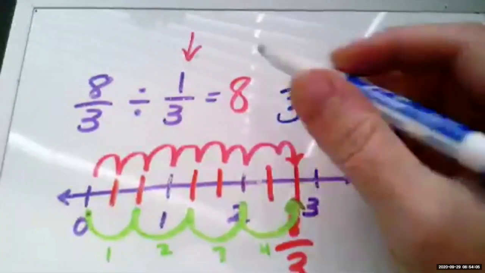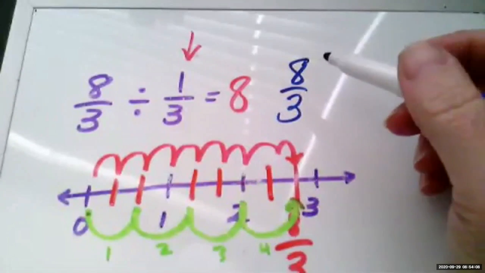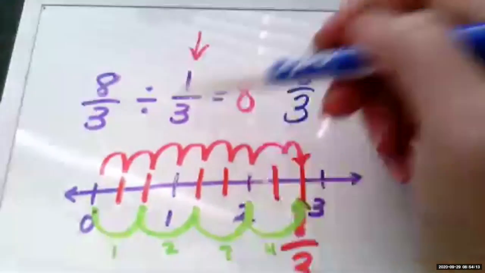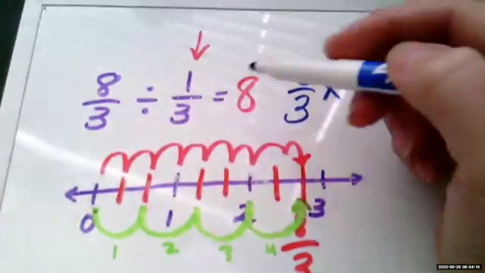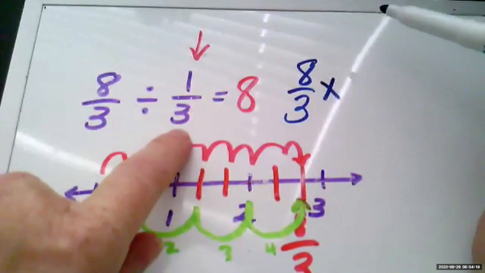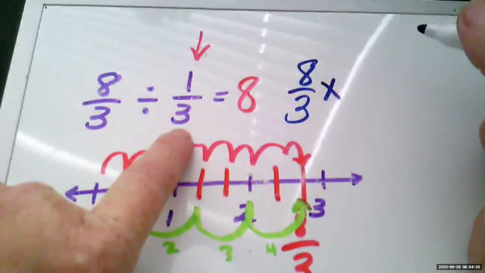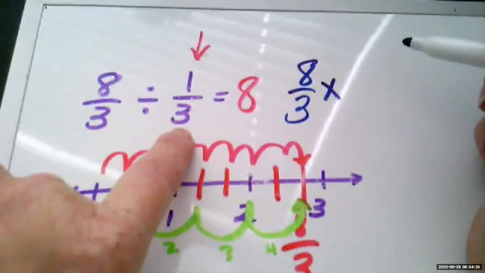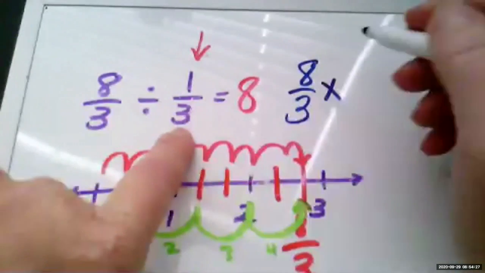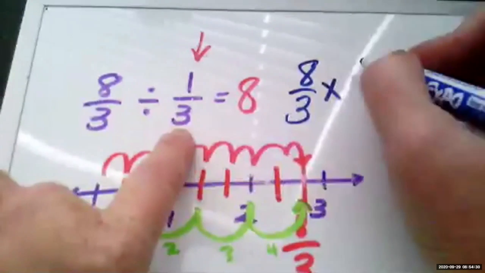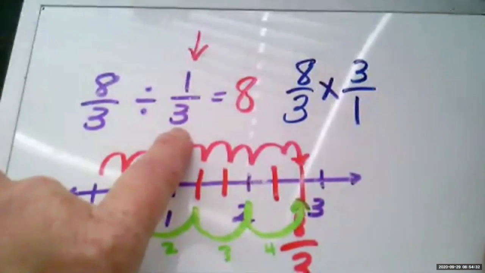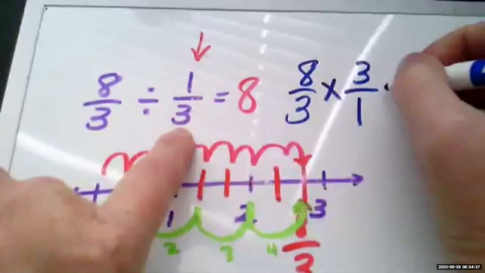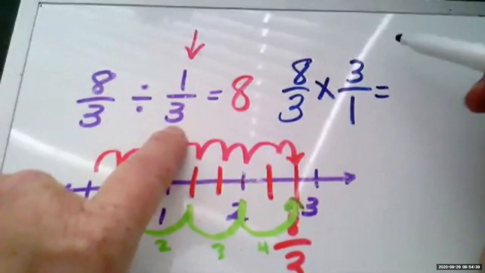8/3 divided by 1/3 is the same thing as taking that original 8/3, so your first fraction stays the same, and multiplying it by the reciprocal. Okay, everybody say reciprocal. Oh, I see your lips moving. Hopefully you at least mouth the words. Okay, reciprocal means you're going to flip it. So you have to flip that second fraction upside down. Because if you multiply by the reciprocal, you're going to get the same answer.